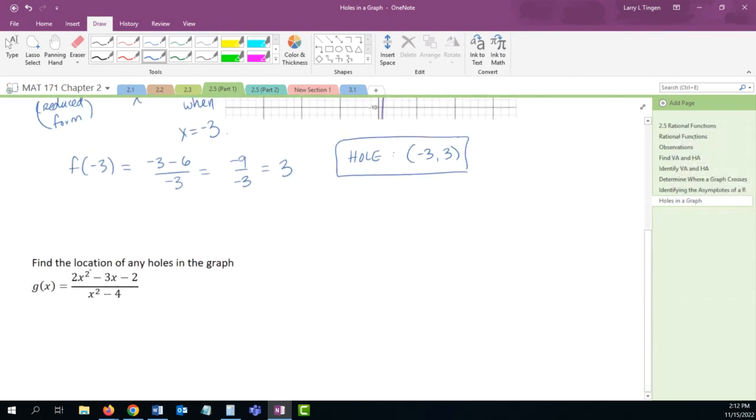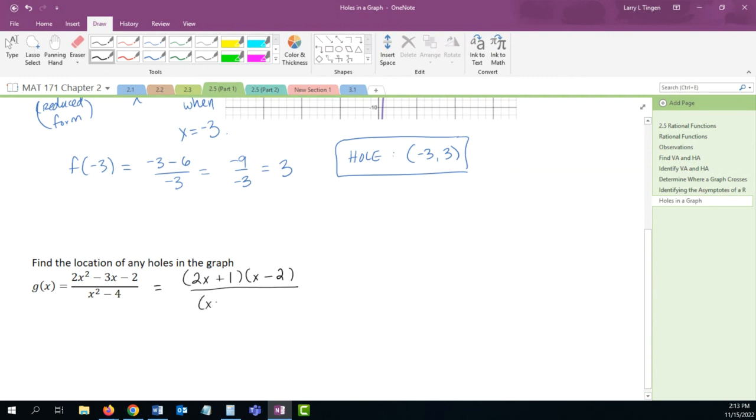All right, so any holes in this graph? Well, the numerator is 2x squared minus 3x minus 2. So two numbers that multiply to negative 2. It's going to be 1 and 2. It's just a matter of which goes where. Okay. And I need to add to negative 3, which means 2x times negative 2 is negative 4. 1 times x is 1. Negative 4 plus 1 is negative 3.